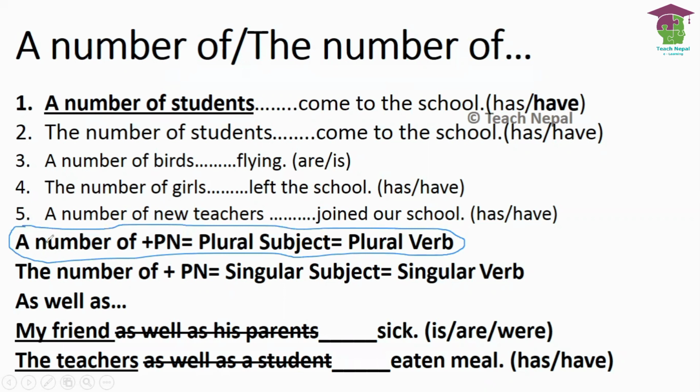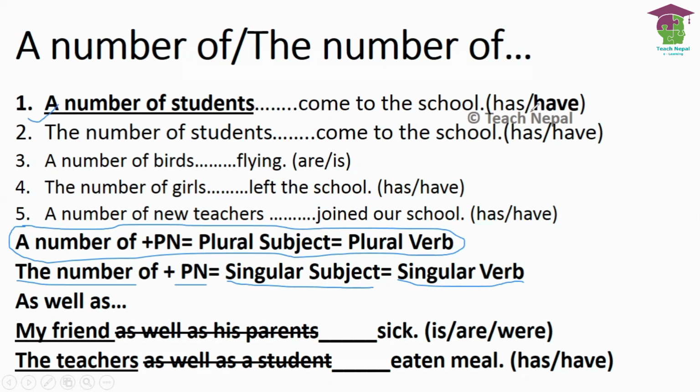But "the number", "the" is the definite article. If a definite article is with a plural noun, what happens? The subject will be singular and we have to use the singular verb. Then let's see here, number 1: a number of students. A number of students is what you call a plural subject, and with a plural subject we have to use the plural verb.